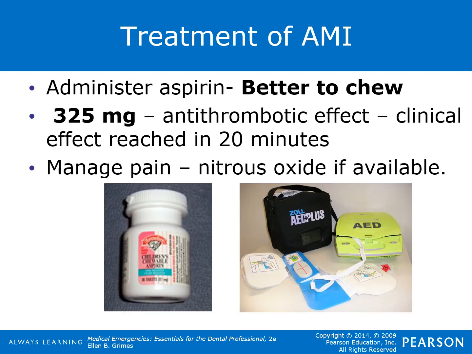So administer aspirin. It's better for them to chew the aspirin to get into their system a lot faster. That would be 325 milligrams, which would be 4 baby aspirin at 81 apiece. And like I said before, 81 times 4 baby aspirin would actually be 324, but they always put it as 325. But a baby aspirin has an antithrombotic effect.